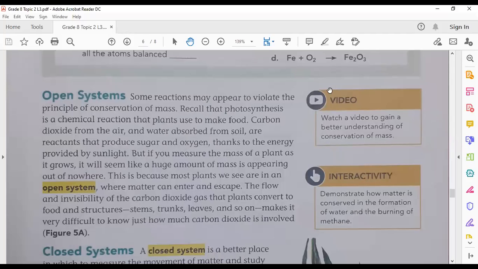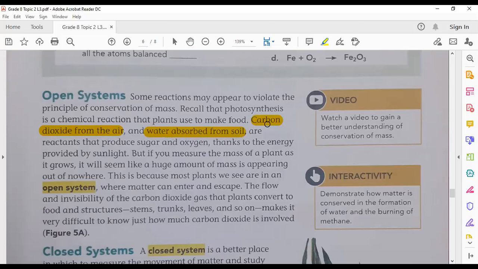Recall photosynthesis. Another example, photosynthesis. It is a chemical reaction, or a chemical change, that, as you know, plants use to make their food. This process happens in the leaves of the plants. As you know, the plants need carbon dioxide from the atmosphere or from the air, and water from the soil.